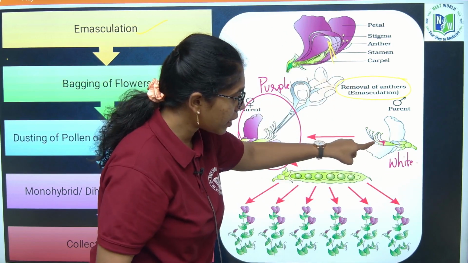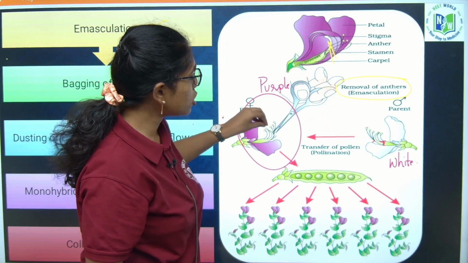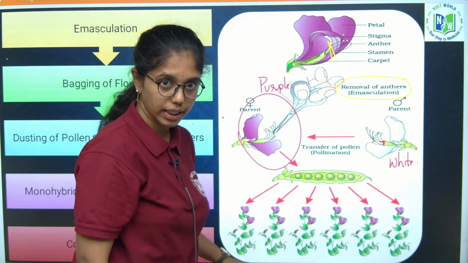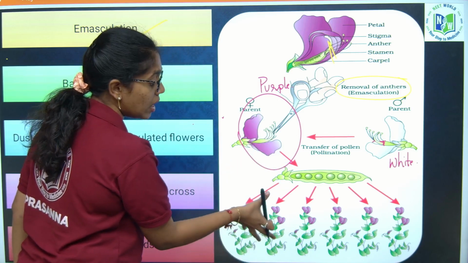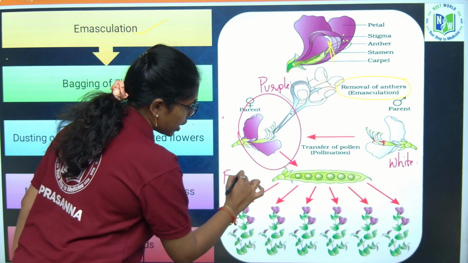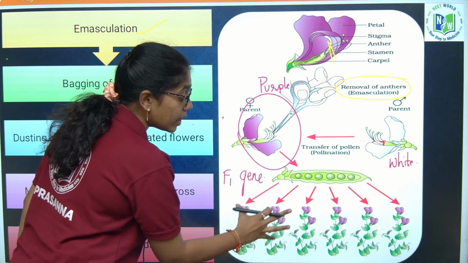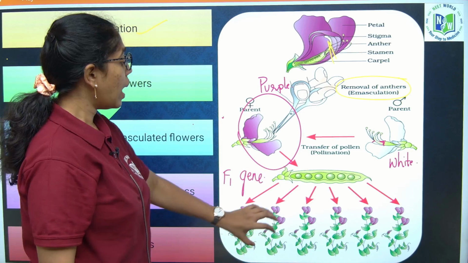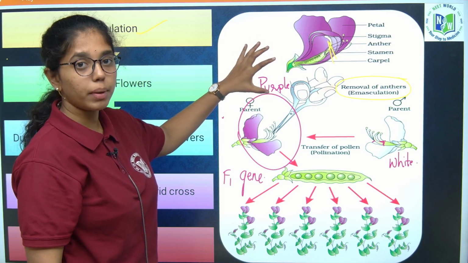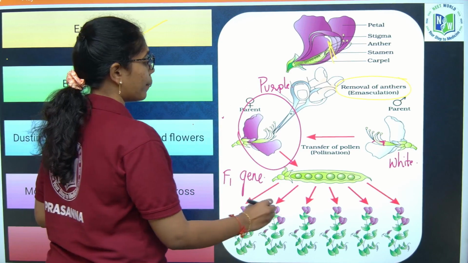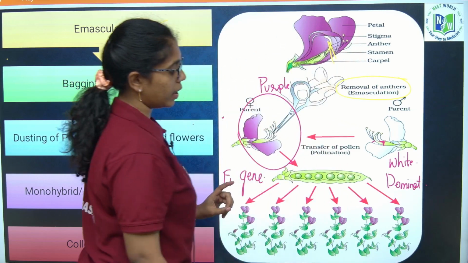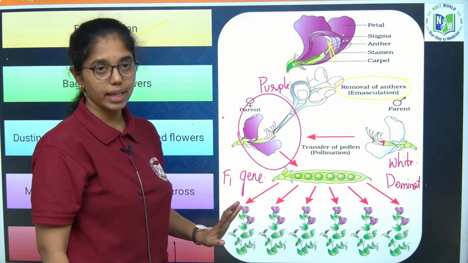From this white flower, we will take the pollen grains and dust them on the emasculated flower. And when we collect the seeds and sow them, the first plants we get from this cross pollination are said to be the F1 generation, or first filial generation. All the F1 plants which Mendel observed show only one character, resembling only one parent, that is the dominant trait. So the F1 generation shows only one of the parental traits, the dominant trait.